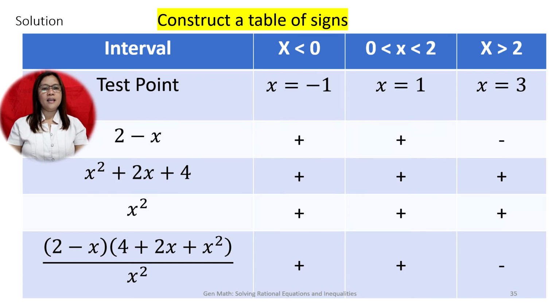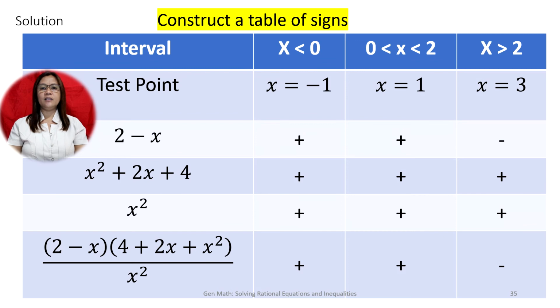For 2 minus x, positive. For x squared plus 2x plus 4, positive. For x squared, positive. Then, positive times positive divided by positive is equal to positive. For the interval x is less than 2 but greater than 0, with the test point of x equal to 1, 2 minus x is positive, x squared plus 2x plus 4 is positive, and x squared is positive. Positive times positive is positive, divided by positive is also equal to positive.